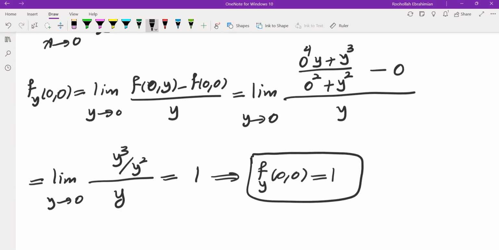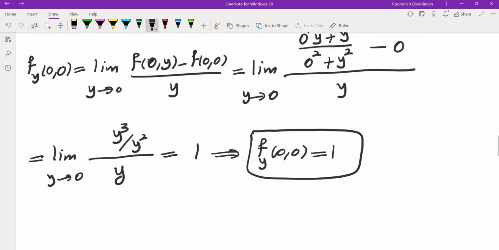So as you see, partial with respect to x and y are completely different numbers.